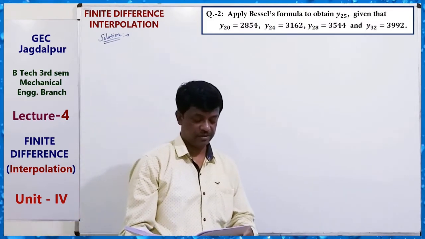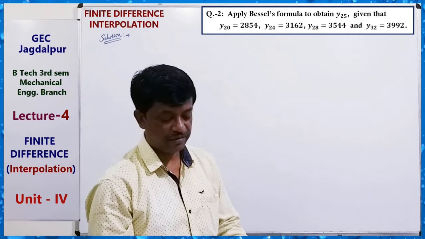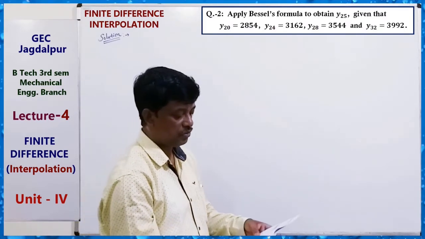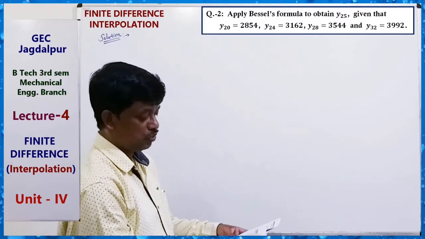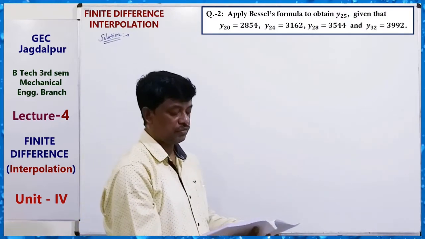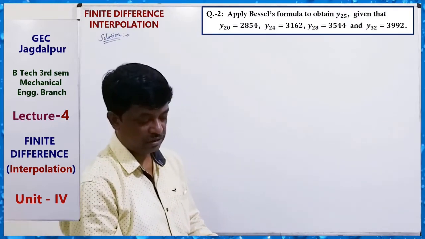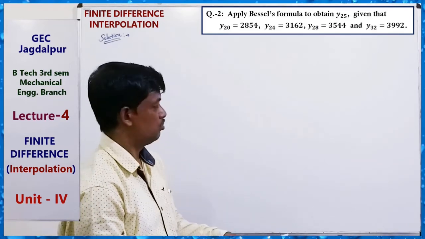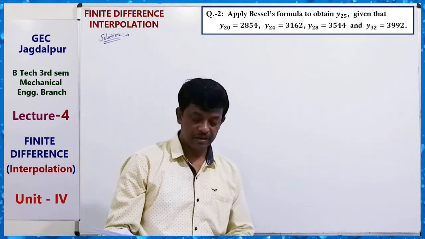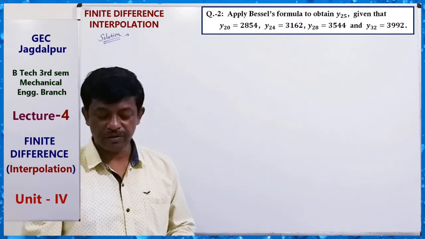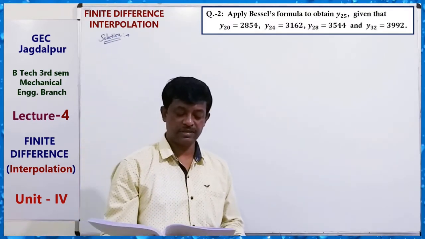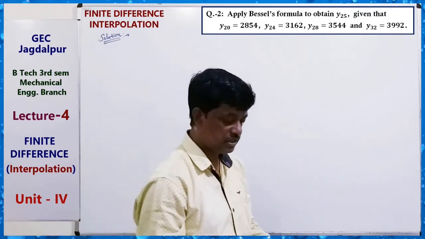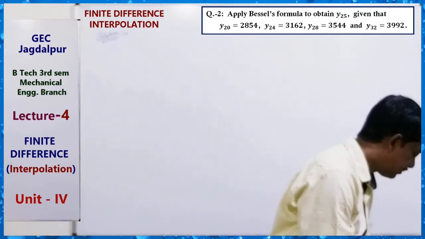Okay. So here the given data is y20 = 2854, y24 = 3162, y28 = 3544, and y32 = 3992. So we have to find y25 here. Just prepare the table just like the previous questions. Clear?